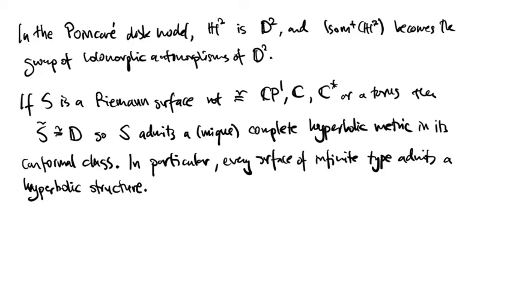If S is a Riemann surface, not isomorphic to the complex projective line, to the complex line, or to the punctured line or a torus, then the universal cover is isomorphic to the open unit disk, and therefore S admits a unique, complete hyperbolic metric in its conformal class. In particular, every surface of infinite type admits a hyperbolic structure.